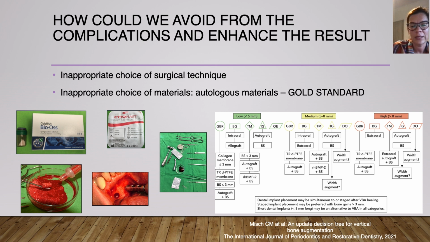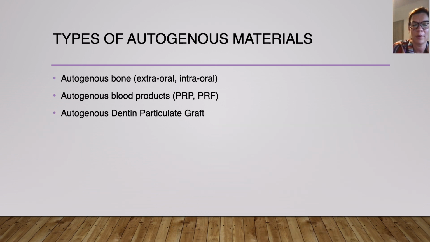But not only the own autogenous bone usage is recommended, but all types of autologous materials. What kind of materials could we have? First, as I mentioned to you, the autogenous bone, but we could also use autogenous blood products and autogenous dentin particulate graft.